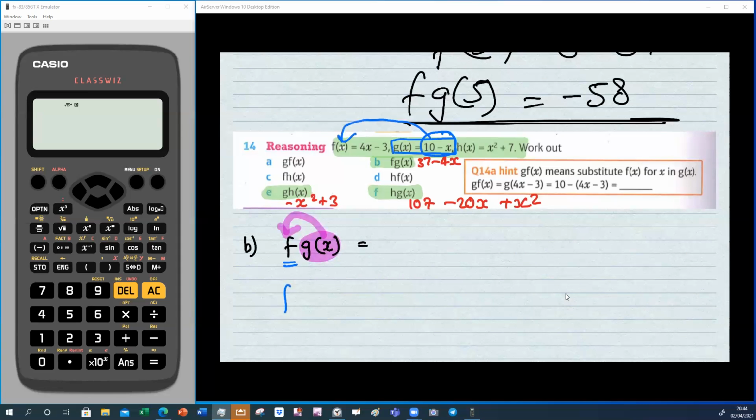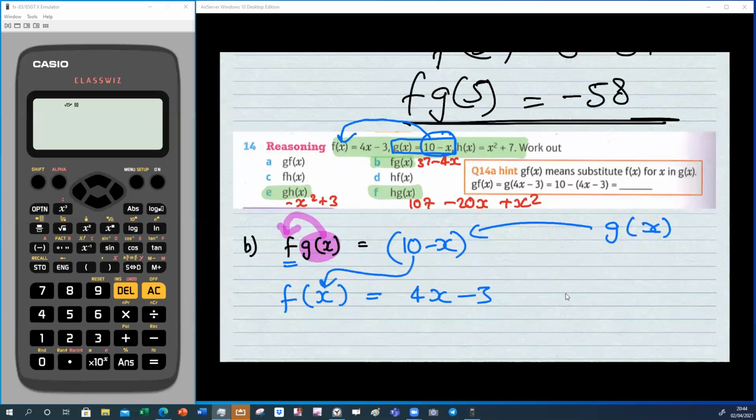So they want you to do f of x equals 4x minus 3. And in the f of x, they want you to put g of x. So we know that g of x equals 10 minus x. So this one here is g of x, yeah? And where are we going to put that? The f. As a substitution for the x.